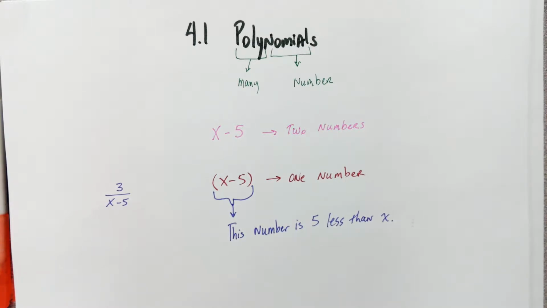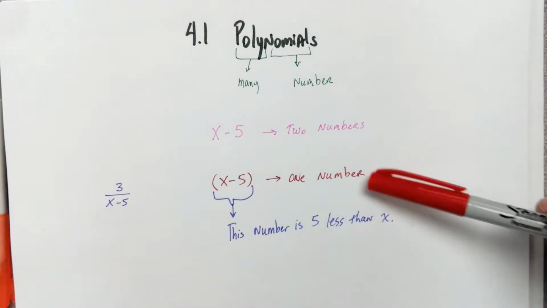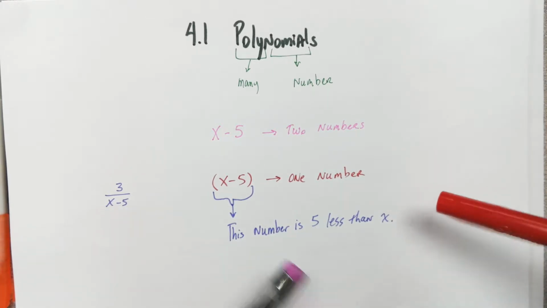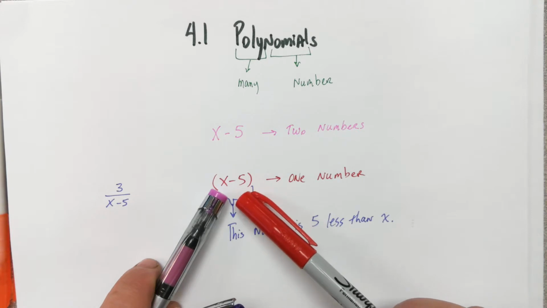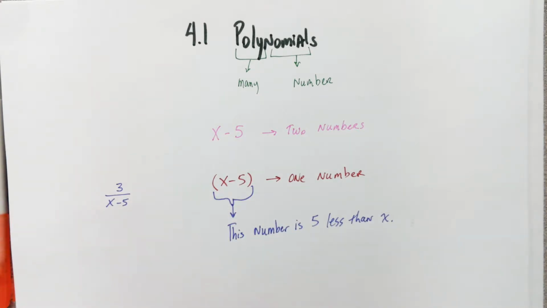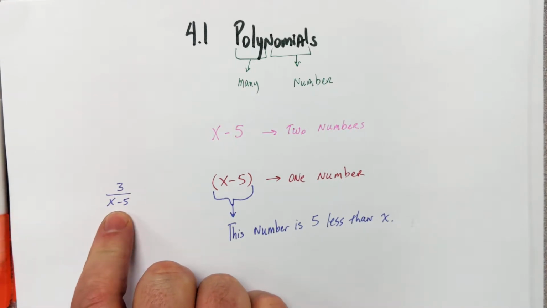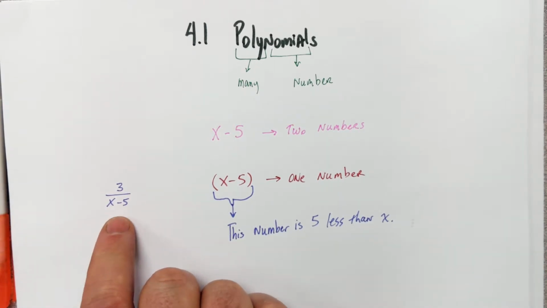That's the thing that's going to get confusing to you guys. Can you go back again? Yeah, to the part where x minus 5 is one number. That number is 5 less than x. Because whatever x is, this number is equal to 5 less than x. So if x was 20, this number would be 15. Because it's all in a group, it's one thing. So if x was 20, this would be 3 divided by 15, which would be 1/5.